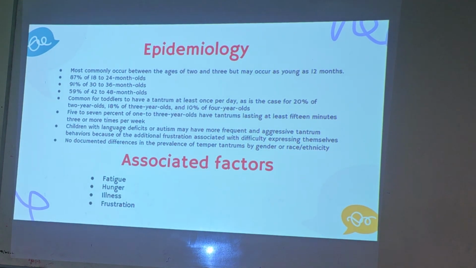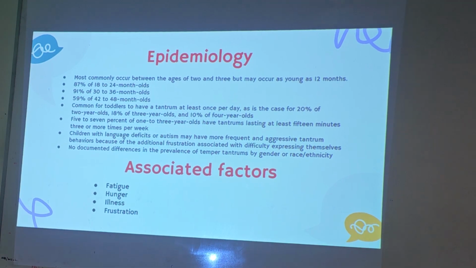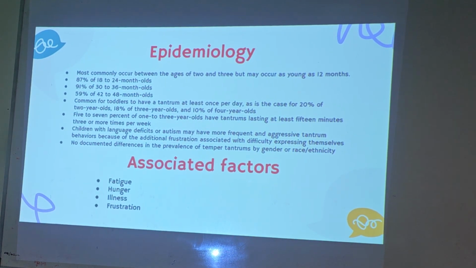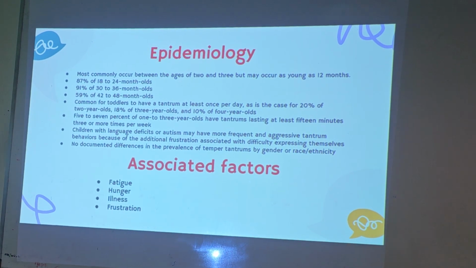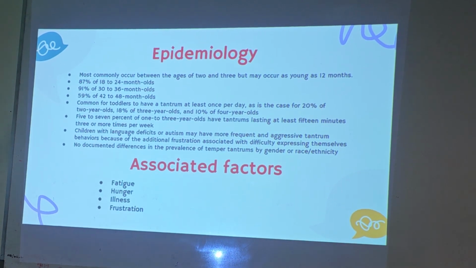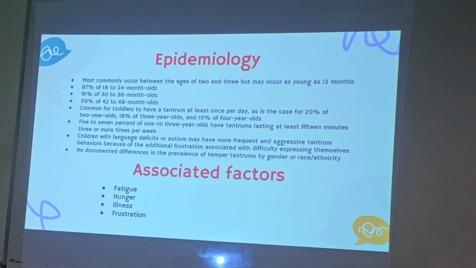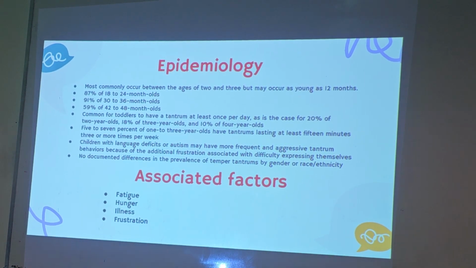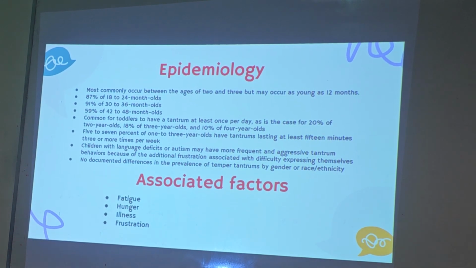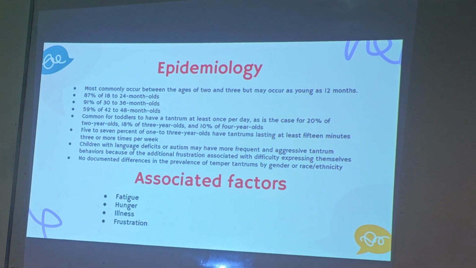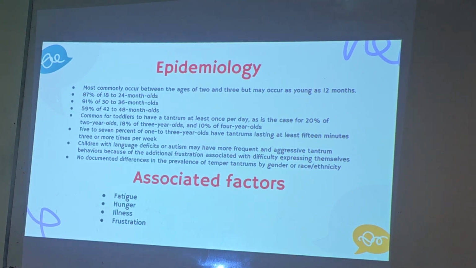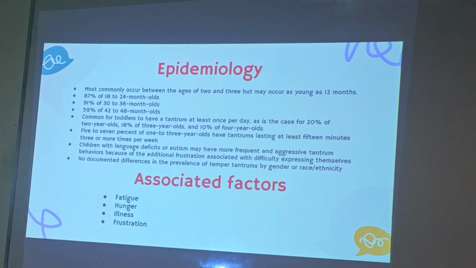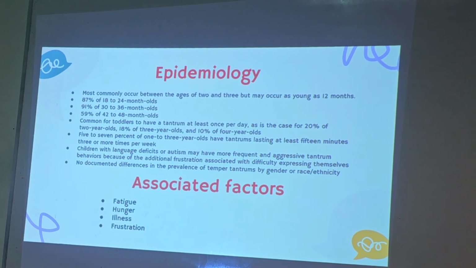Alright, so we'll just look at the epidemiology of it. Usually, it most commonly occurs between the age of 2 and 3, but it may start as young as 12 months, and the temper tantrum comes at around 87% of the 18 to 24 months old, 91% for 30 to 36 months old, and 59% for the 42 to 48 months old.